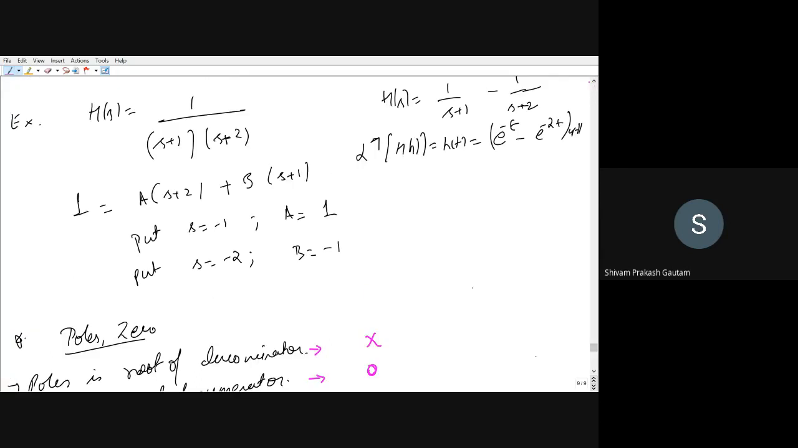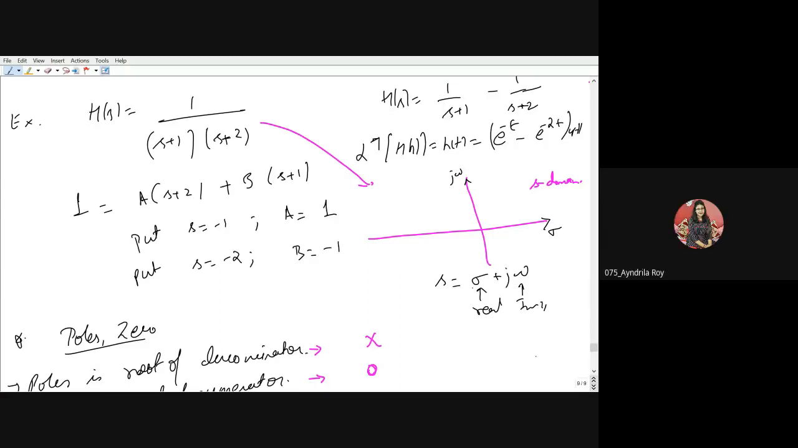So again, if I talk about this transfer function, since this is in Laplace transform, this is in the S domain. If this is in the S domain, that means s consists of two parts, that is sigma plus j omega. This is our real part, and this is our imaginary part. That means this is our real axis, and this is our imaginary axis. Is it okay till now?